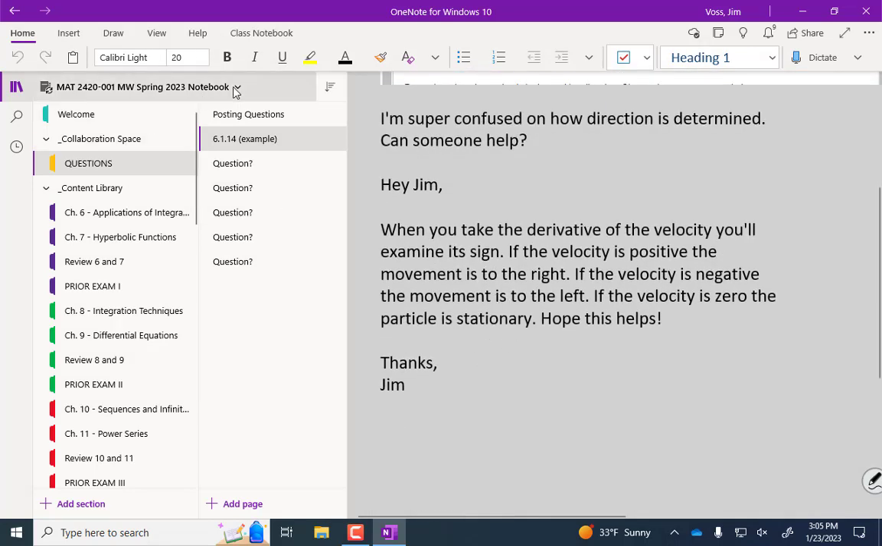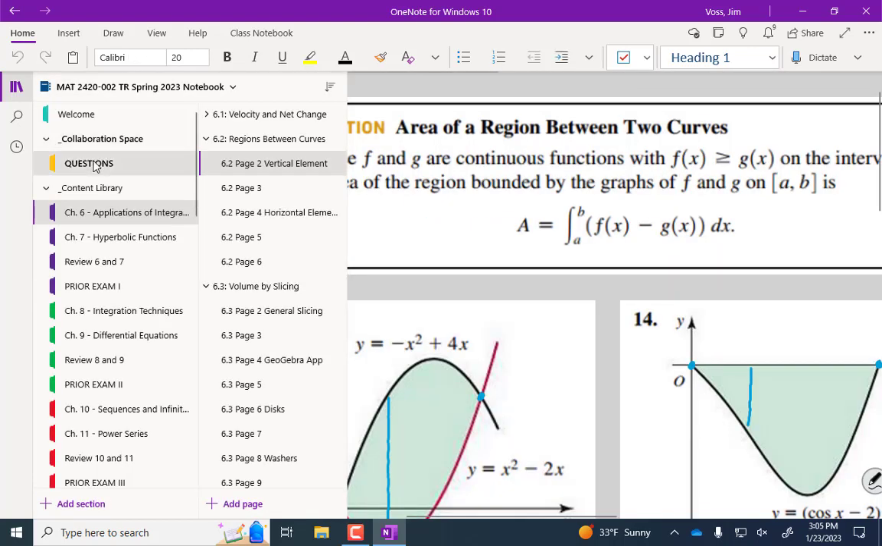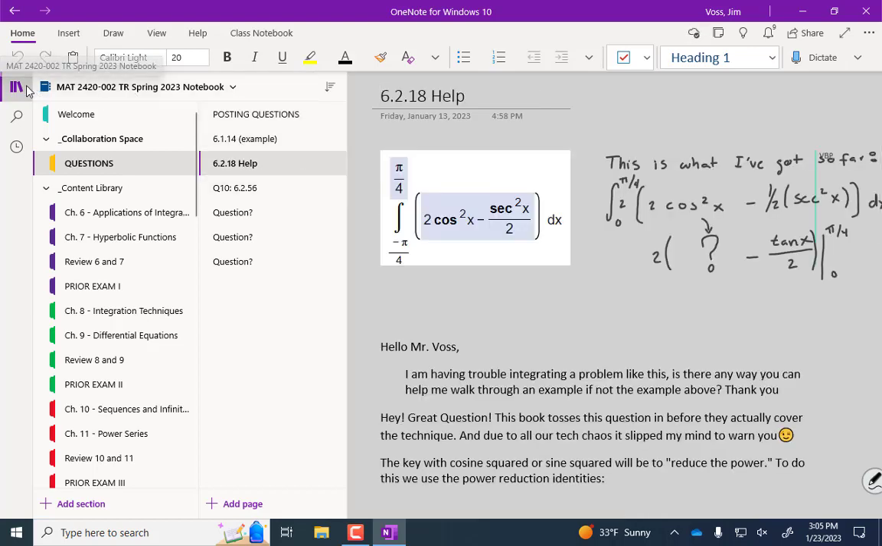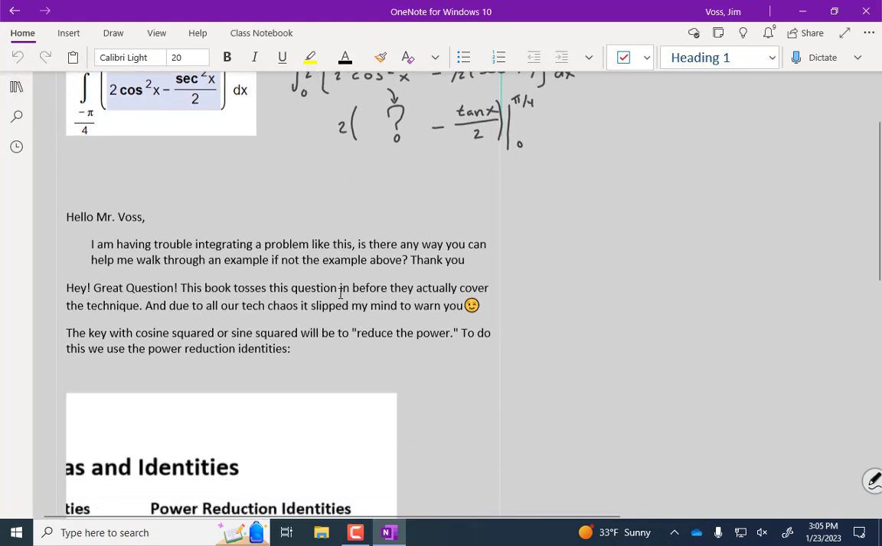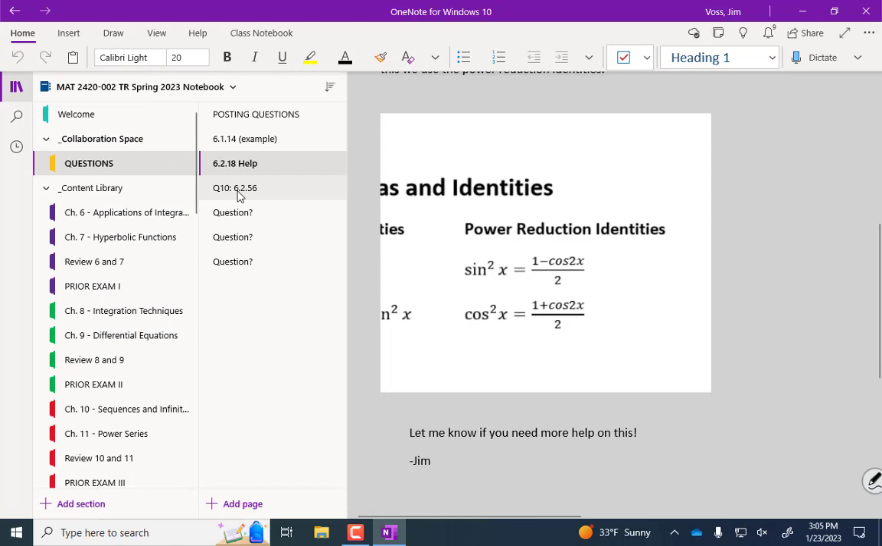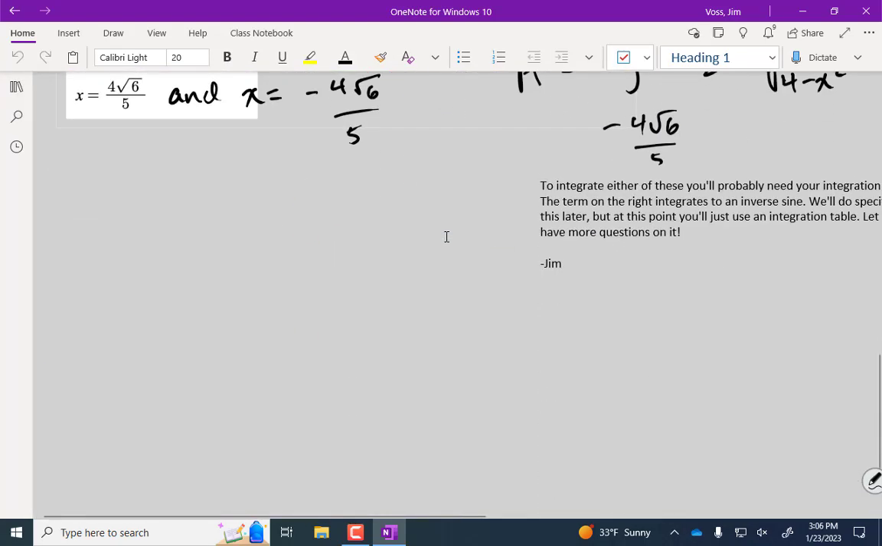Let me jump to my other class for a second because a couple of people have used it. This is a great way to ask a question because then all of us can see the question, all of us can see my answer and some tips and whatnot. So it's a pretty convenient place to streamline question answering.